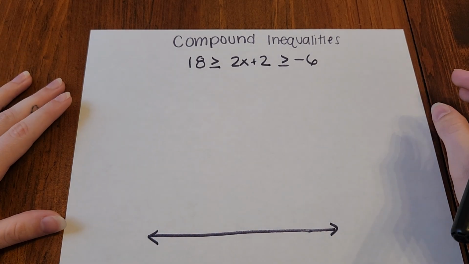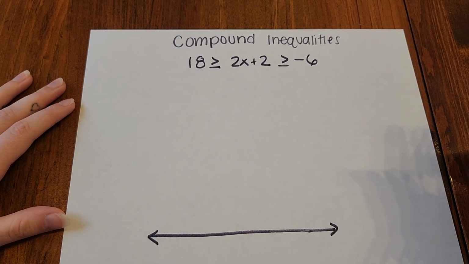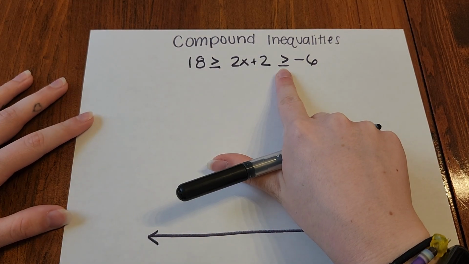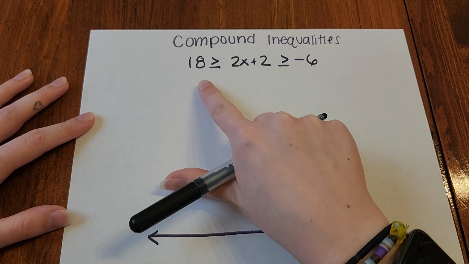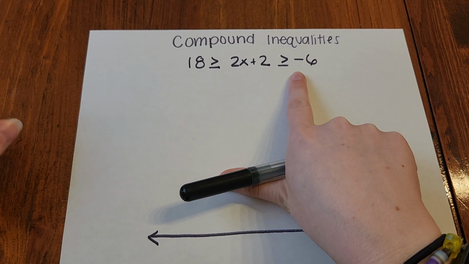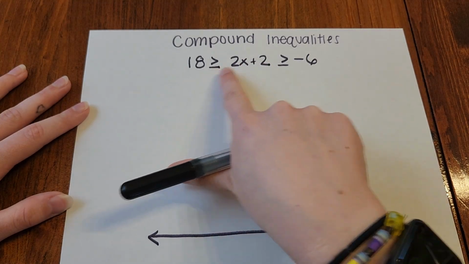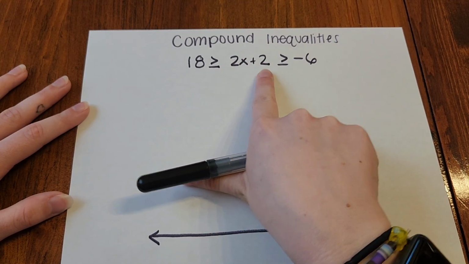For this video, we're going to be talking about compound inequalities. Compound inequalities just mean that there are two inequality signs in one equation. This inequality is kind of like our AND equation because it doesn't have the word OR in it, and there's two signs that have the same thing in the middle.